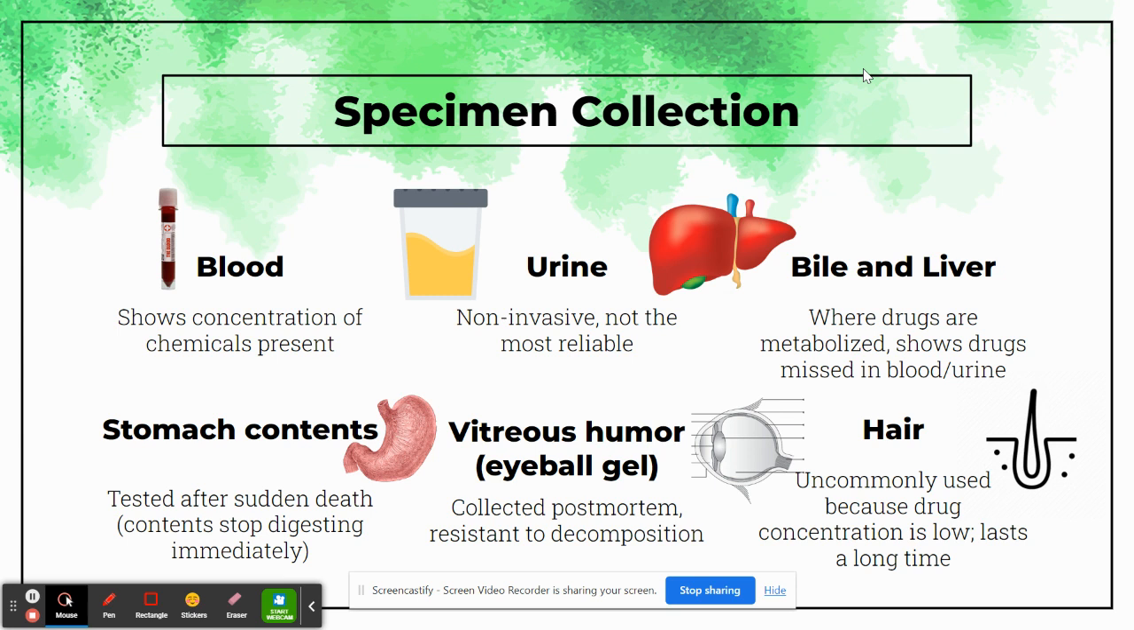Stomach contents are good if you are looking for cases of sudden death. So when someone dies, their stomach stops digesting the food. So it essentially pauses. So you can get an insight into what they had consumed surrounding the time of their death and see if that had any contributing factors, like did they swallow a bunch of pills? Did they drink a bunch of poison? Something like that.